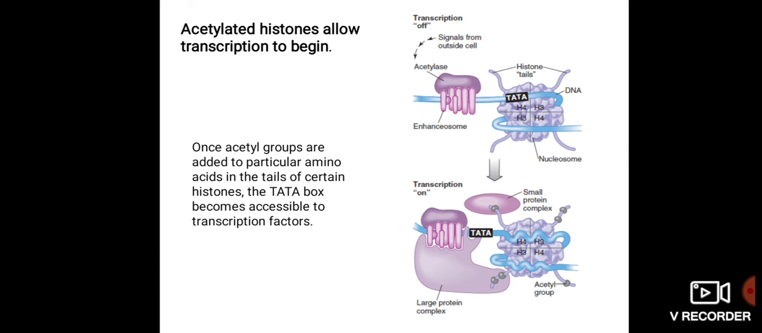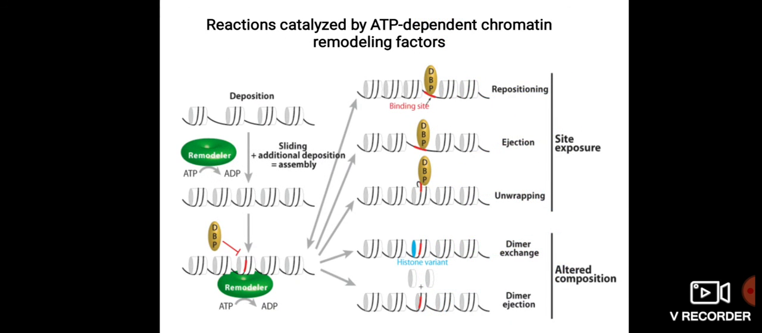This part we have seen already. The acetylated histones allow the transcription to begin, and you can see here the reactions catalyzed by the ATP dependent chromatin remodelers, how that will affect the process, can cause the DNA to be available for transcription by the remodeler activity, which can happen by ejection or repositioning or unwrapping, and even dimer exchange or dimer ejection.